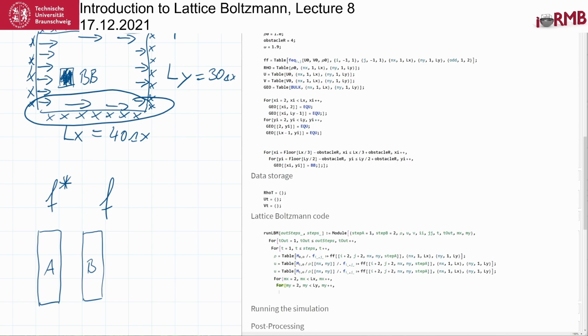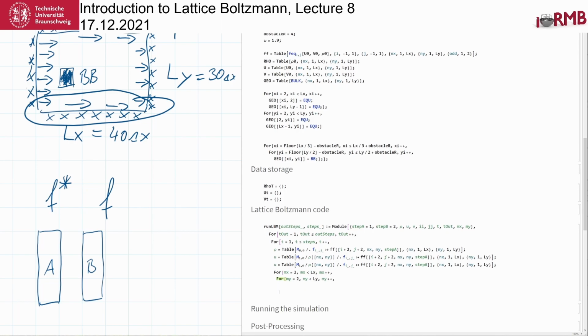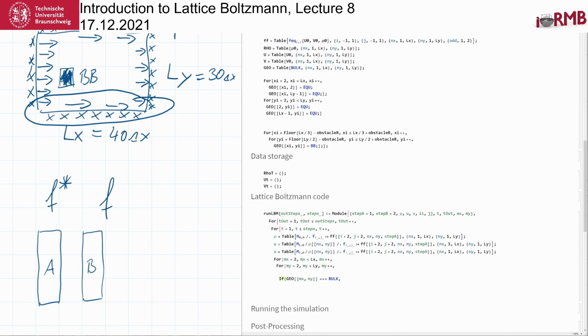And now we have to process our nodes with regard to what they are. So we have to distinguish between the different geometries. We said that if the geometry of mx and my is equal to bulk, so if this is a bulk node, we apply our Bgk operator. So now, how does the Bgk operator look like?